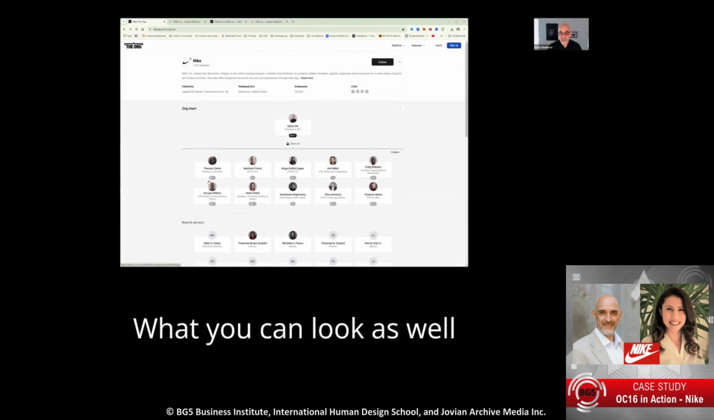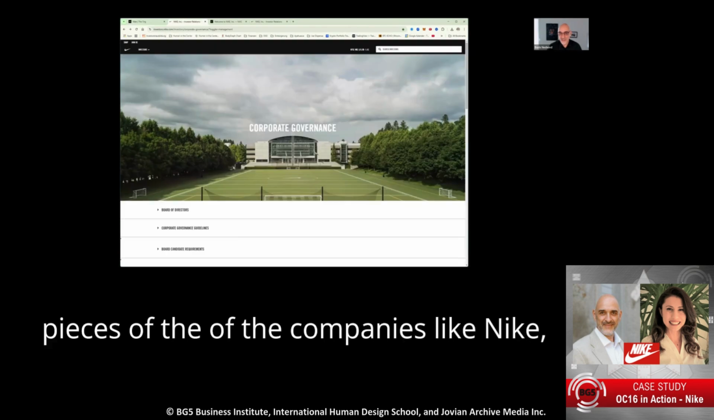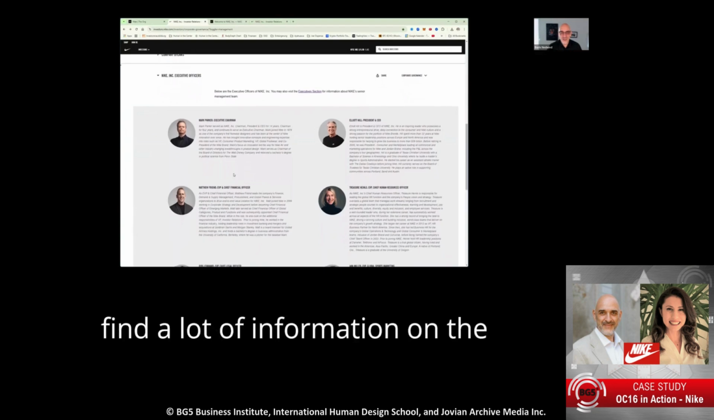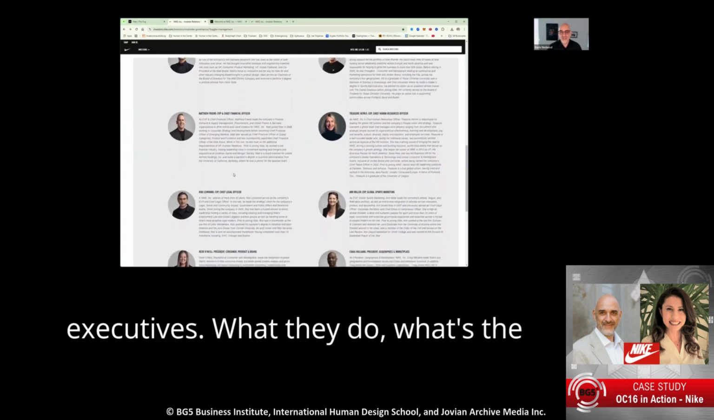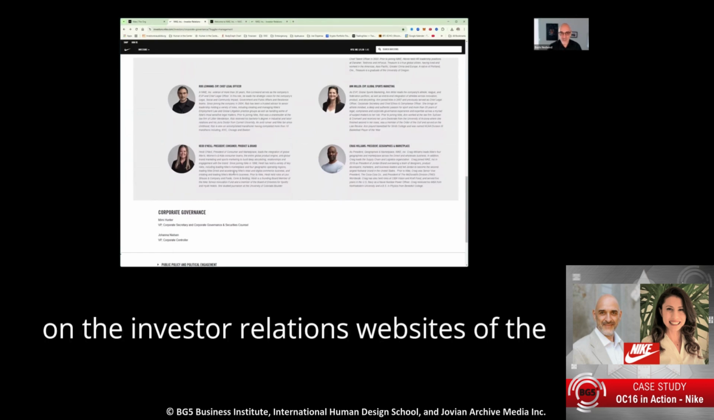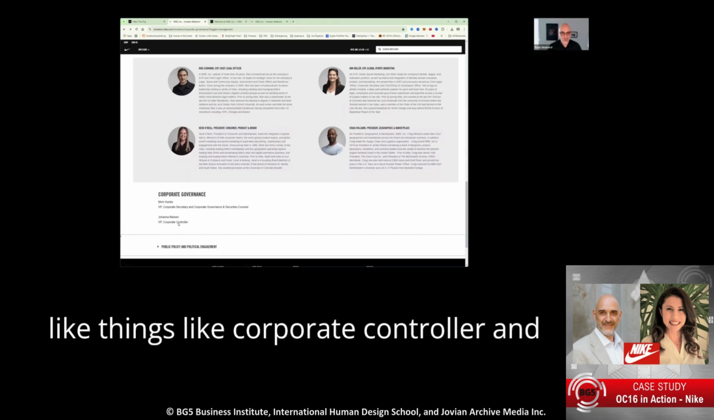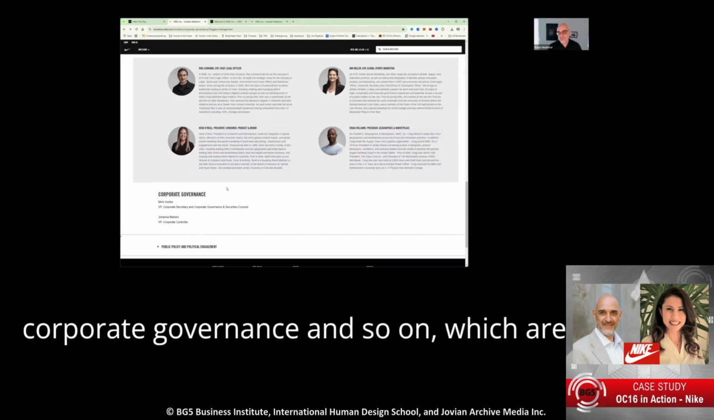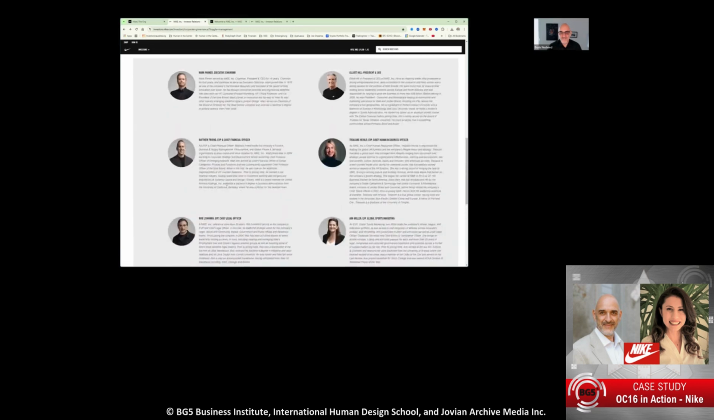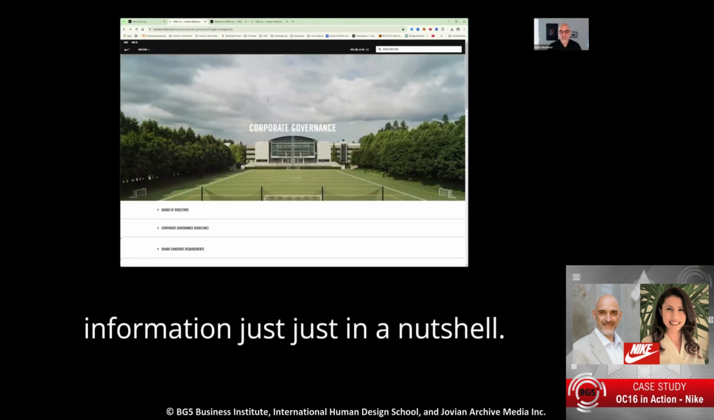What you can look at as well are the investor relations parts of companies like Nike, the corporate governance structure, the executive sections. You would find a lot of information on the executives, what they do, what their process is, where they come from, and so on, on the investor relations websites of the companies. And you would see things like corporate controller and corporate governance and so on, which are bits and pieces of the streams that you have in an OC16. So this is where you could find the information, just in a nutshell.